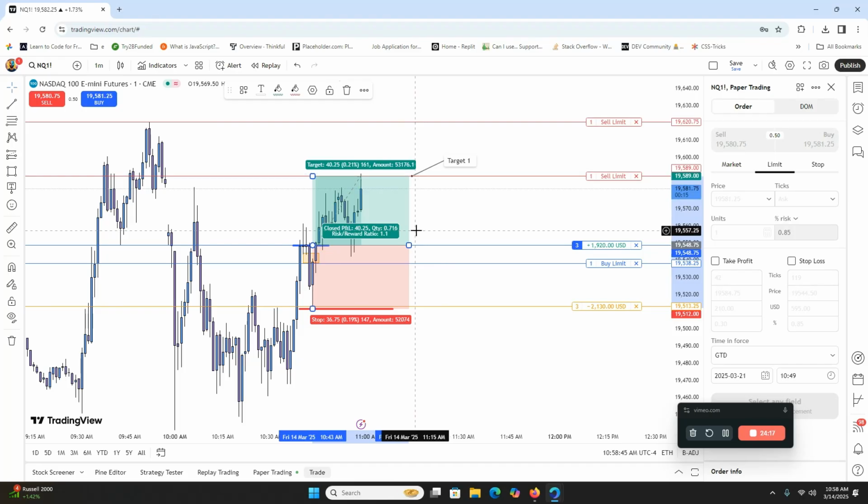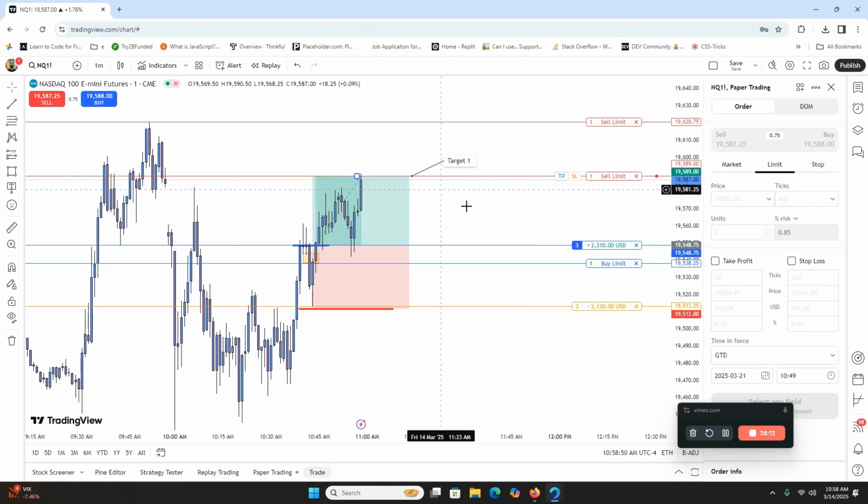Did we get off the board? For some reason it's not. I don't know what's up with this thing, man. It's just not lagging. So we hit our first target, right?